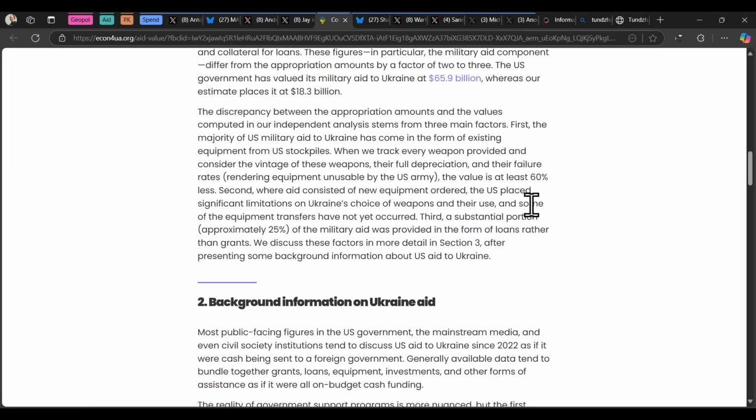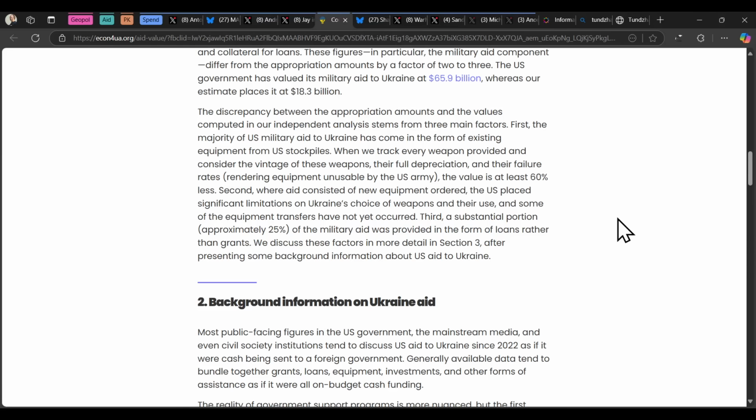First, the majority of US military aid to Ukraine has come in the form of existing equipment from US stockpiles. When we track every weapon provided and consider the vintage of these weapons, their full depreciation and their failure rates rendering equipment unusable by the US Army, the value is at least 60% less. Second, where aid consisted of new equipment ordered, the US placed significant limitations on Ukraine's choice of weapons and their use, and some of the equipment transfers have not yet occurred. Third, a substantial portion, approximately 25% of the military aid, was provided in the form of loans rather than grants.